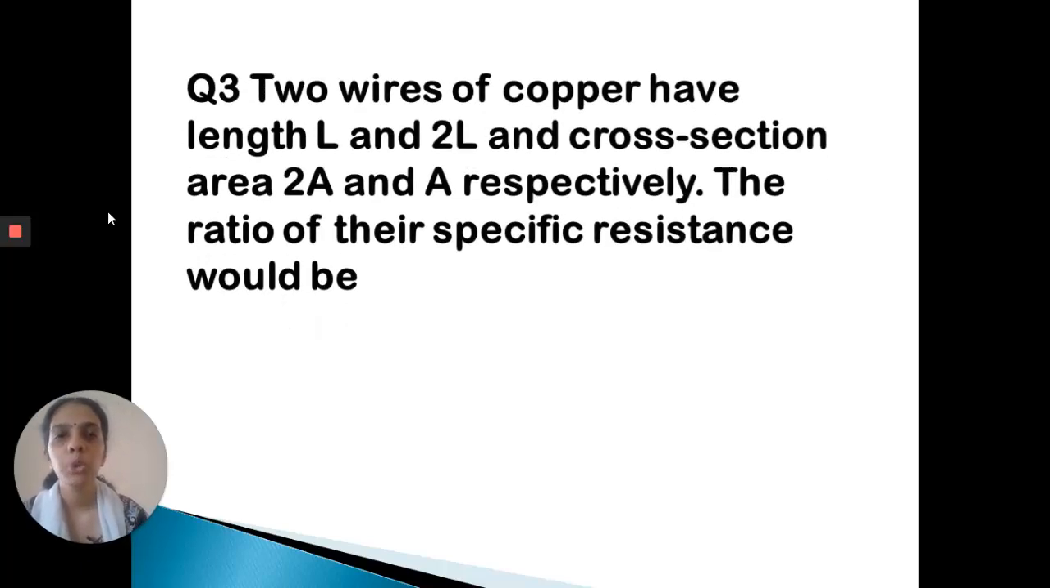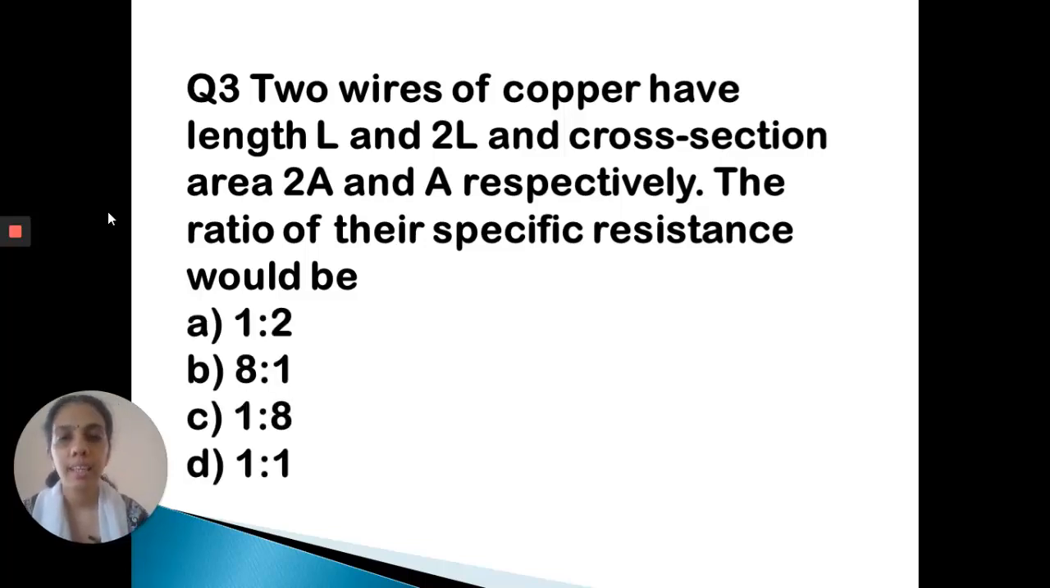The next one: two wires of copper having lengths L and 2L, and cross-section areas 2A and A respectively. The ratio of their specific resistances would be? Here the lengths are L1 and L2, and the areas of cross section are 2A and A respectively. Resistance R equals rho into L by A. Since rho is common, the ratio of their specific resistances would be 1:1.